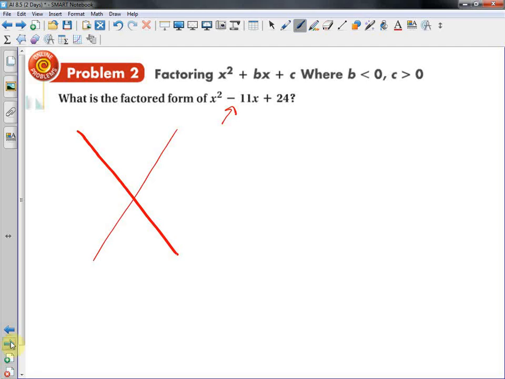So I'm going to make my decent size x. On top right here is this middle term, right? And I need to bring that minus sign down with it. So I'm going to have minus 11.